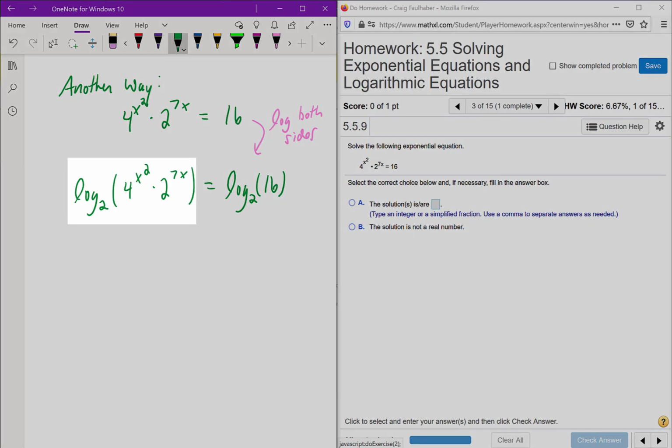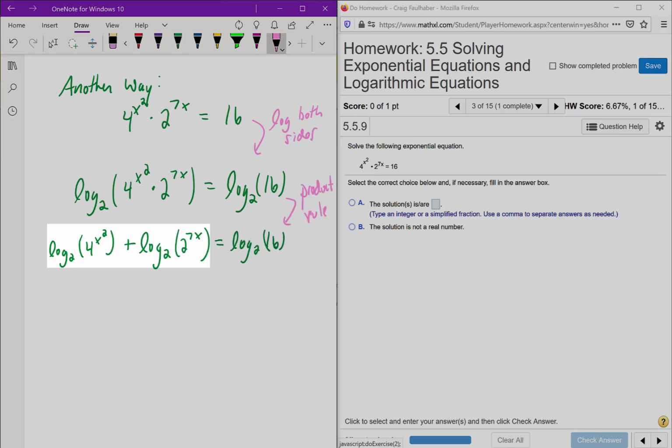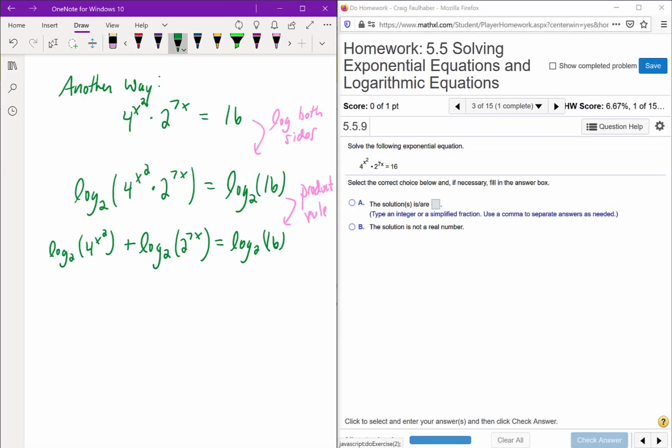Now on the left side of the equation, we recognize that we have two terms inside of a logarithm that are multiplied, and we have a property for logarithms that says that we can split that up into two pieces and add those two pieces together. That is called the product rule. Next, we can recognize that inside of each of our logarithms on the left side, we have our term with an exponent on it, and we can use what's called the power rule to take each of those exponents and move them out to become the coefficients of our logarithm.